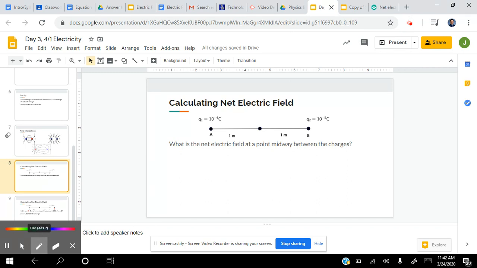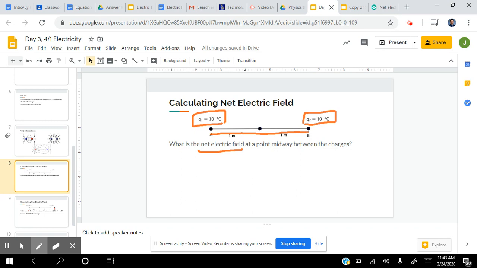All right, so basically what we're going to be doing here is we know that we have one charge over here, Q1, that is 10 to the negative fourth coulombs. And then we have another charge over here, Q2, that is 10 to the negative fifth coulombs. And we want to know what is the net electric field at a point midway between these charges. So right in the middle, so it looks like they're 2 meters apart from one another. So the radius then would be 1 meter for each of those.